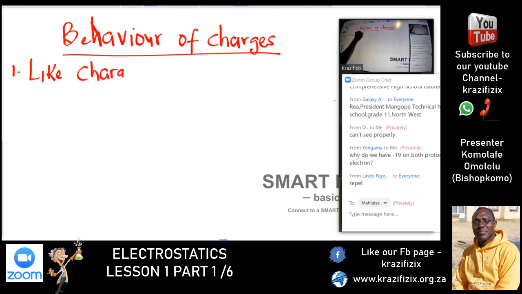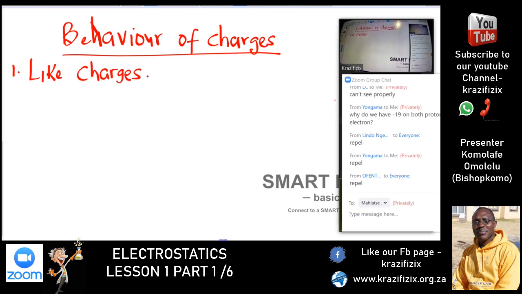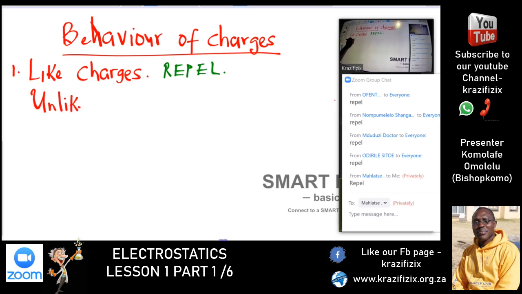Type in the answer. Oh, beautiful. Thank you. I have Lindo, Yongama, I have Ofense. You guys are the best. Nampumelelo, beautiful. Beautiful. Like charges, awesome. The doozy doctor. Like charges repel. So when you have two positive charges coming together, they repel. Thank you, Matlati. And automatically, what would happen to unlike charges? I'm sure it's obvious now. Unlike charges will do what? Will attract now.